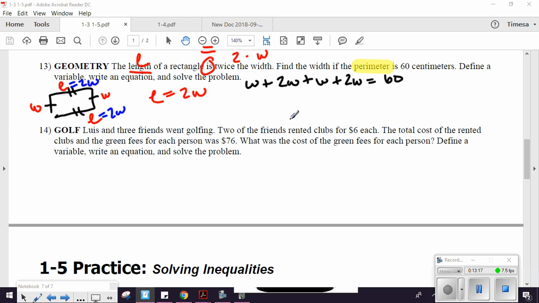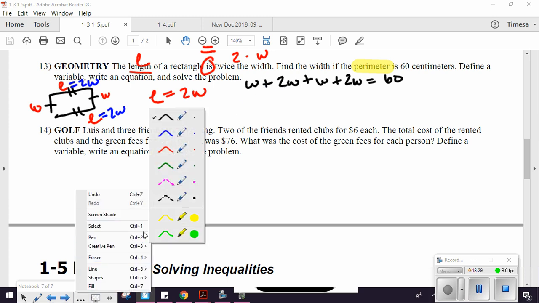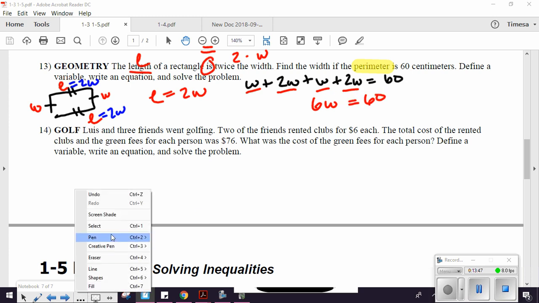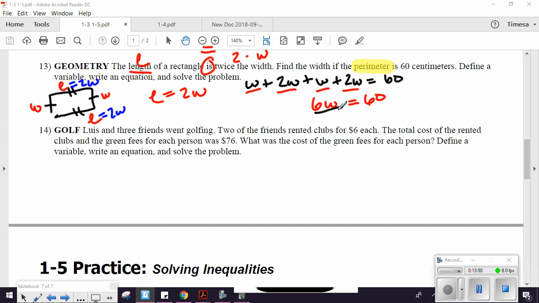Now, combine like terms and solve for W. So I have 1W plus 2W's, so that's 3W's, plus one more is 4, plus 2 more is 6. So I have a total of 6W's, and it's equal to 60. Now divide both sides by 6, and you would get W is equal to 10. So my width is equal to 10 centimeters.